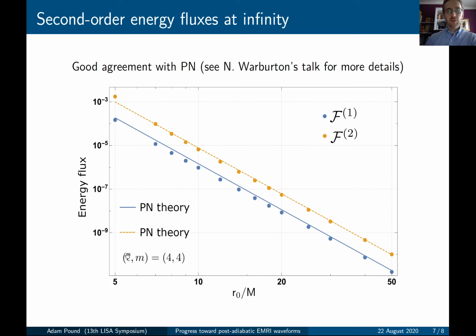Here, just as an example, I'm only showing the L equals 4, M equals 4, but we have a whole list of modes, and they all look roughly like this. And here we've compared against the leading post-Newtonian prediction. So the lines are the leading PN predictions for the F1 and F2. And you see, as we go out towards larger and larger orbital radius, we agree more and more with those PN predictions, as you would expect. And then we deviate in the very strong field. So Niels Warburton will show some more plots like this in his talk.